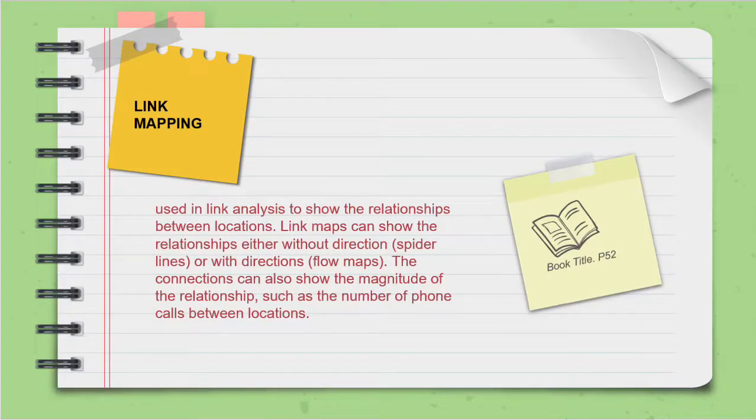Link mapping is used in link analysis to show the relationship between locations. Link maps can show the relationships either without direction or with directions. The connections can also show the magnitude of the relationship, such as the number of phone calls between locations.